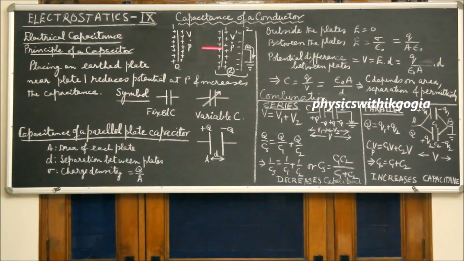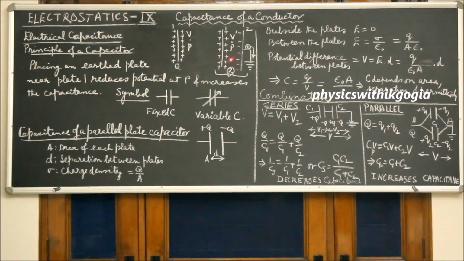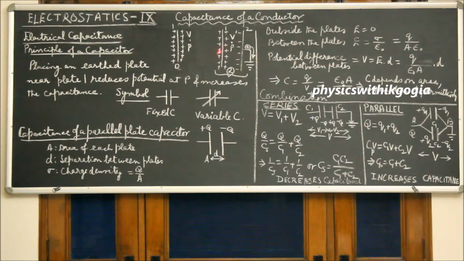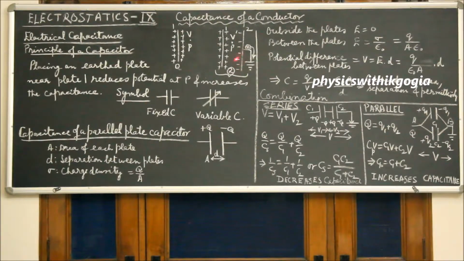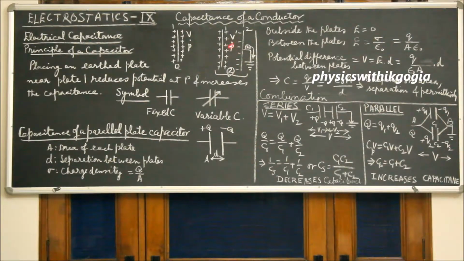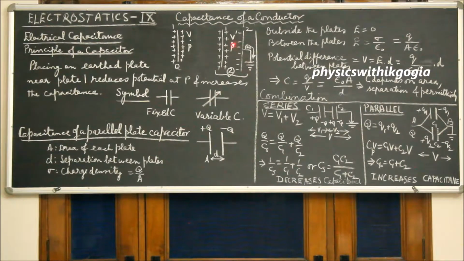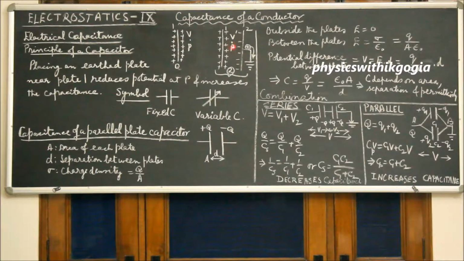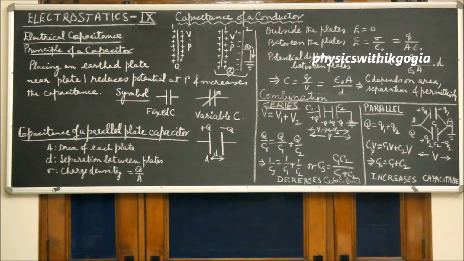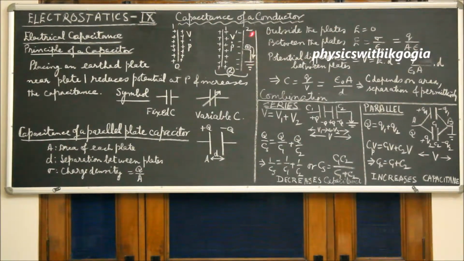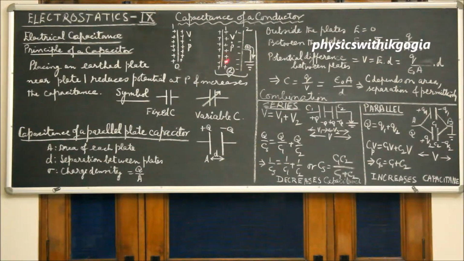You can compare these two cases. Here you have only the opposing force. Here you have the opposing force due to plate 1 and the attractive force due to the negative charge on plate 2. Therefore, here the work is reduced, thereby reducing the potential. Hence, the capacitance is increased by the presence of this earthed conductor close to conductor 1.